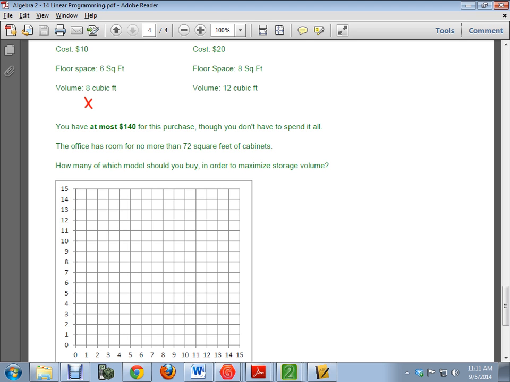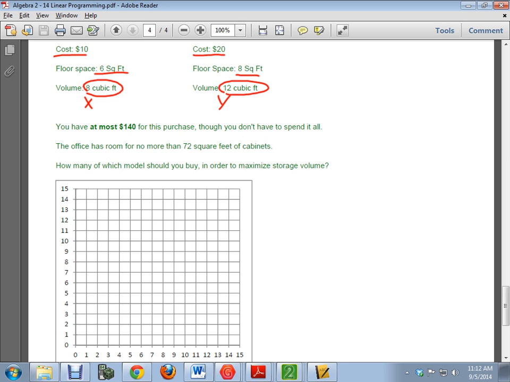So we have cabinet X and we have cabinet Y. Now cabinet X costs only $10, and it only takes up 6 square feet of floor space, but it only holds 8 cubic feet. So that's not a whole lot of files. And you find cabinet Y, which is twice as expensive, $20, and takes up a little bit more floor space, but holds 12 cubic feet of files. And so we need to figure out what cabinets we can buy.